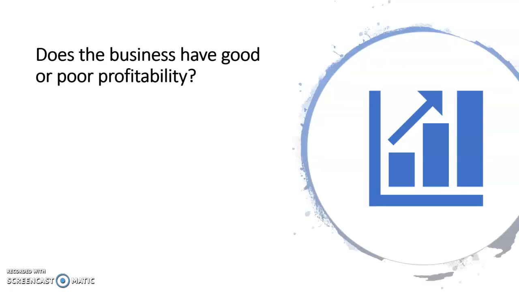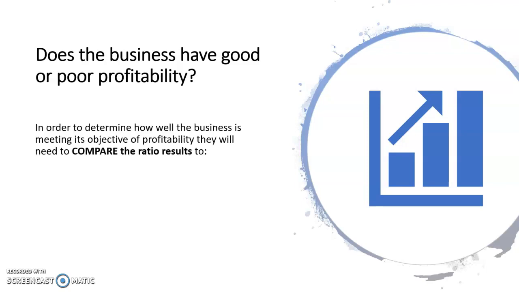When we're making a judgment about if a business has good or poor profitability, what we're going to do is compare those results that we had in those ratios to various figures. It could be our results from last year, so has our profitability got better or worse? It could be to the profitability ratios of other businesses, whether they be industry leaders or key competitors. And finally, we could compare our results to industry averages.